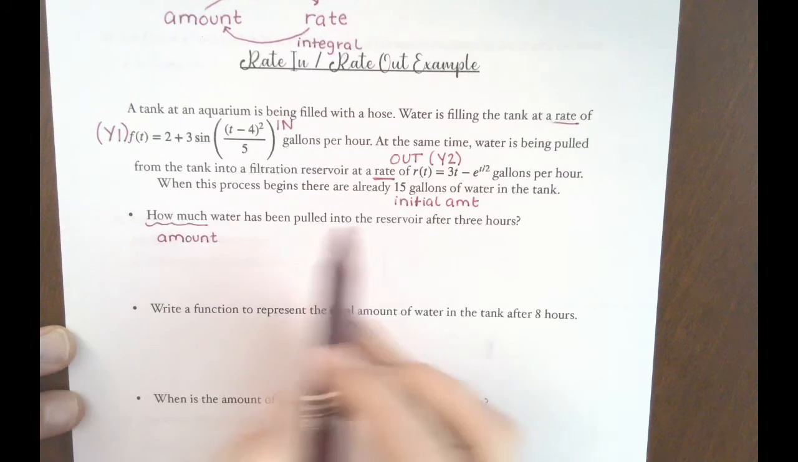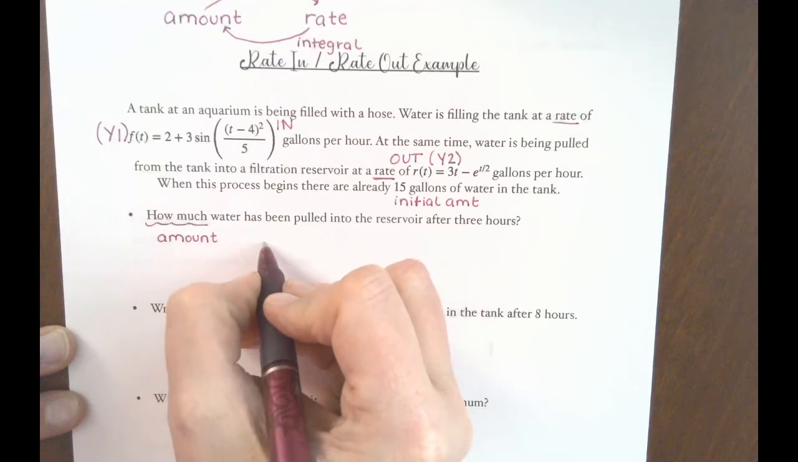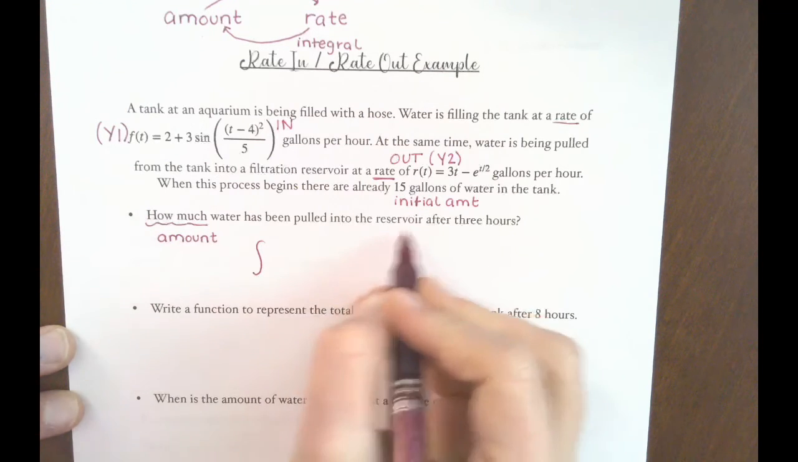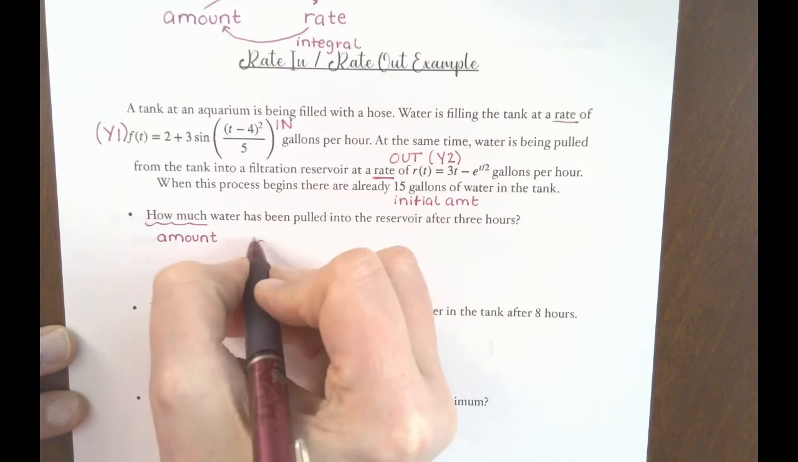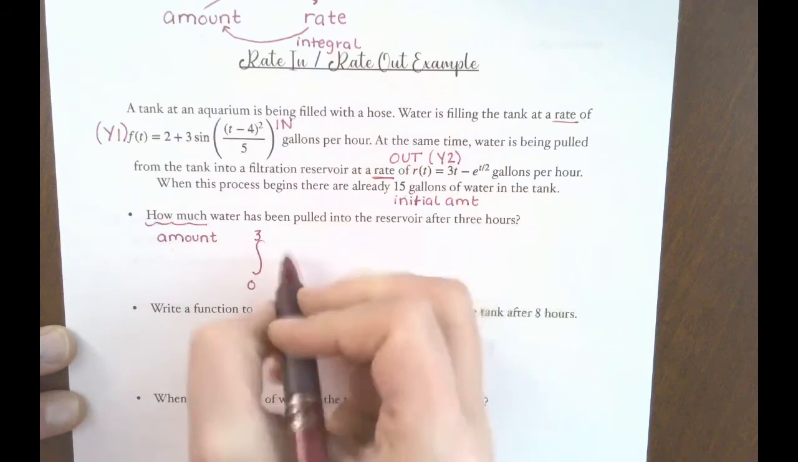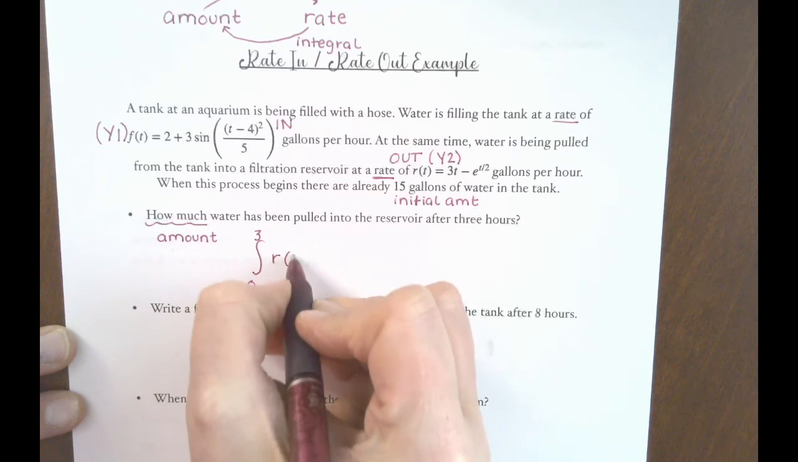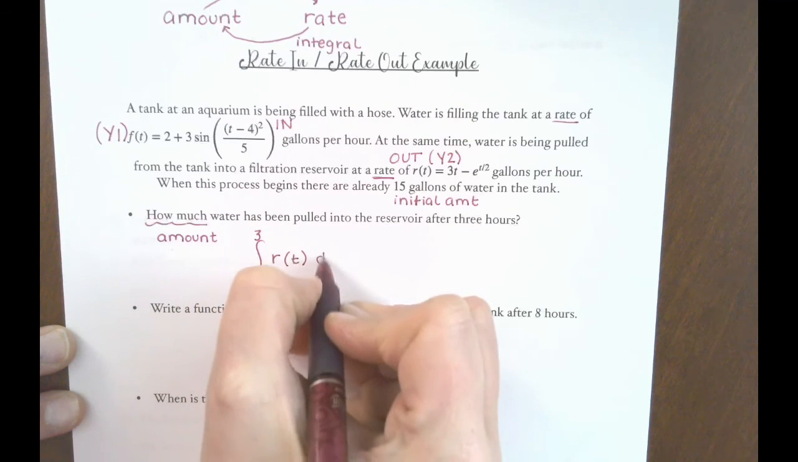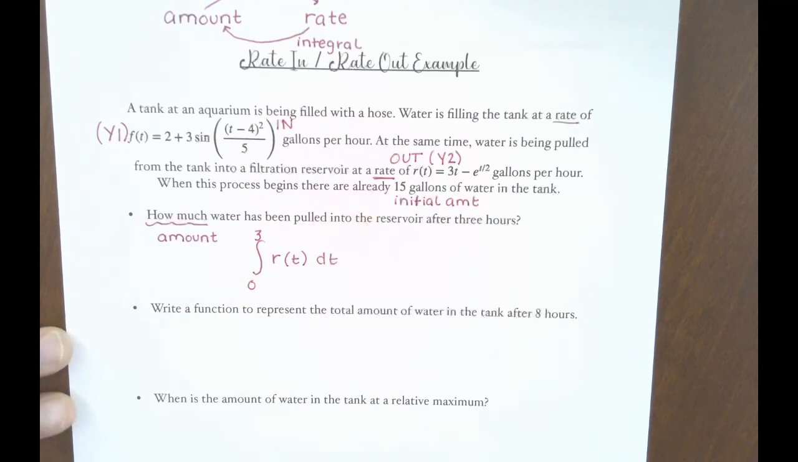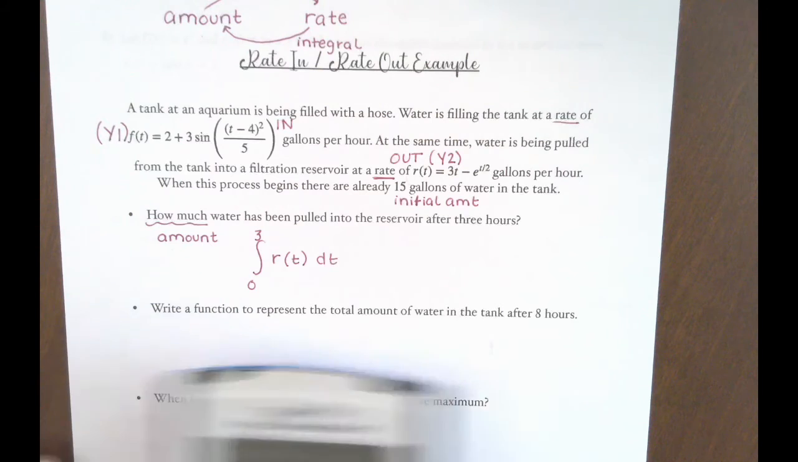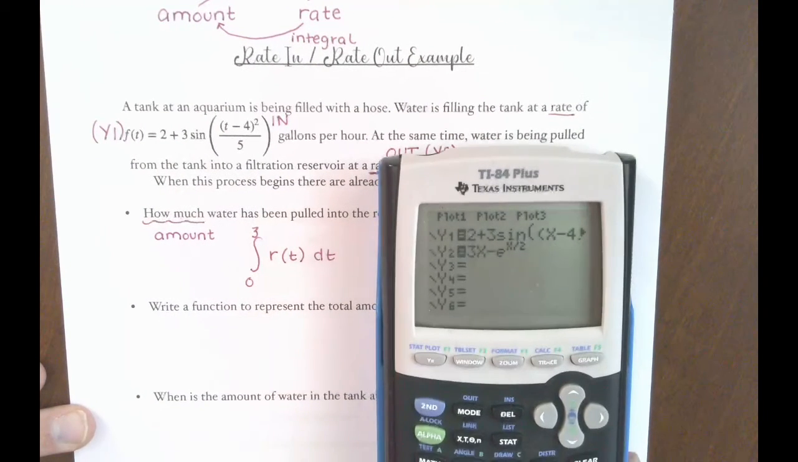So if I'm trying to get an amount from a rate, what I really want to do is an integral for 3 hours, so from 0 to 3 of the r of t function. And I am allowed to just write it this way because it's already been named as r of t up above. So this is the integral that I'm going to evaluate here. And here's where the calculator magic comes in. I want to do an integral, so math and number 9.